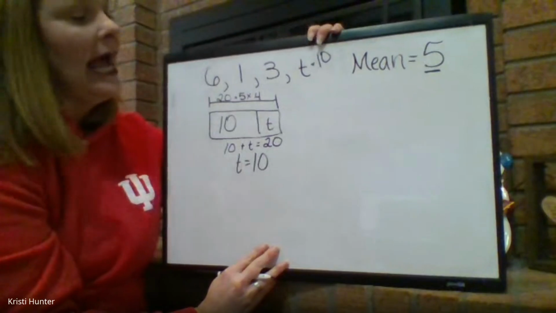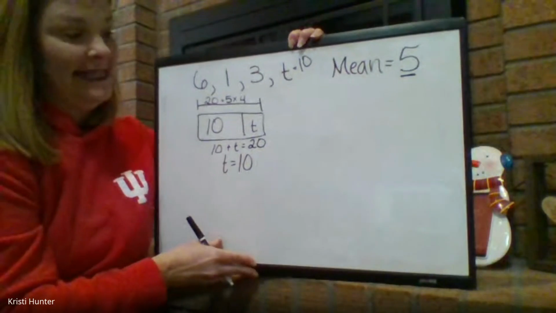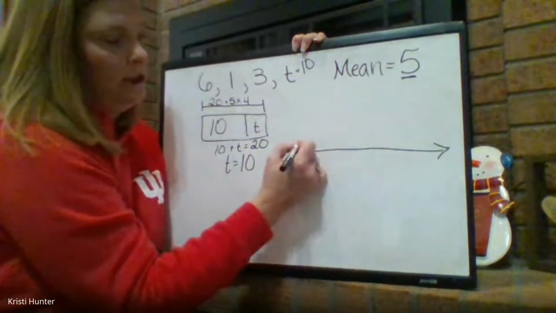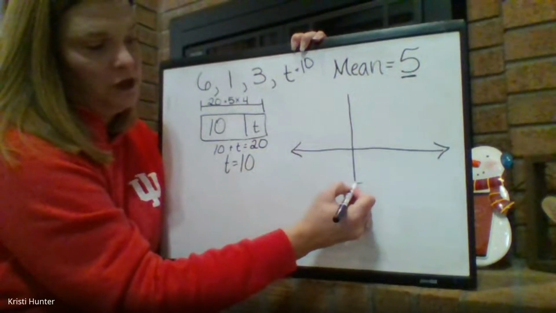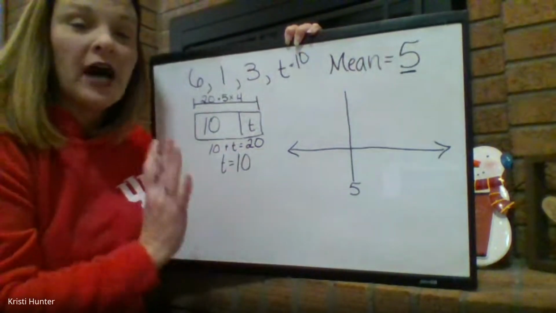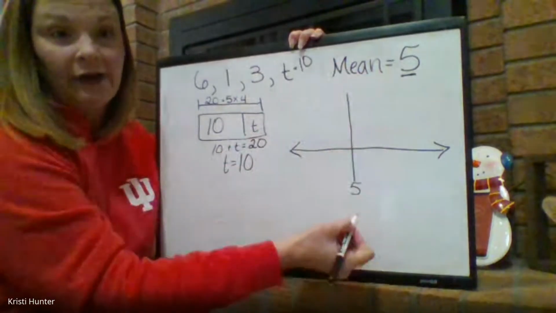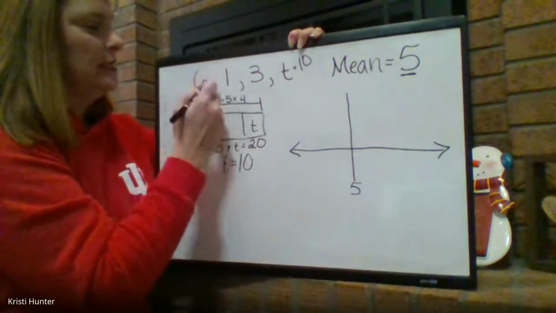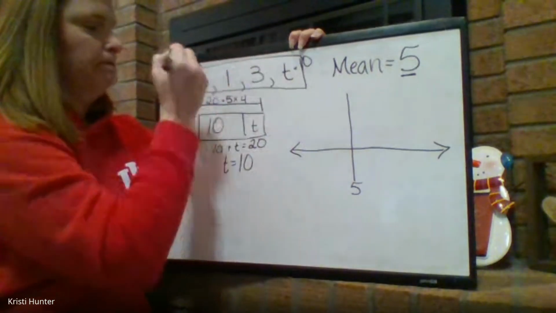Okay. Again, you can use your line plot way if you like that way better. This is just 2 ways to do it. So again, my mean is 5. So mean is my measure of center. There's my center. And I know I've got to keep this balanced. So this is like my balance scale. So what's on one side has to be on the other.